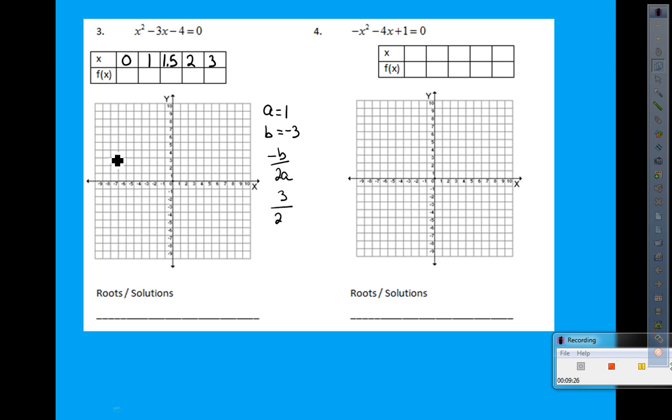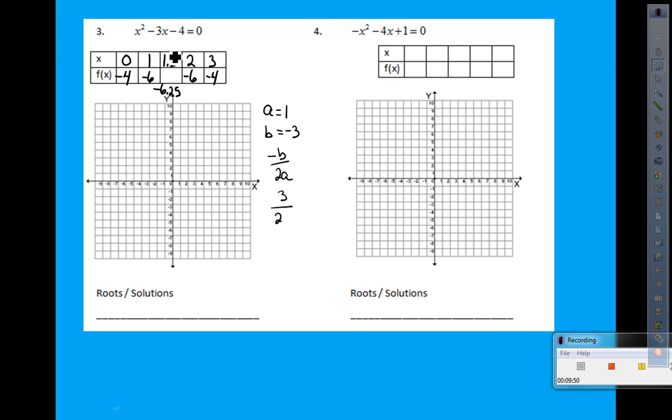So when I ran 0 through there, I got -4. When I ran 1 through there, I got -6. When I ran 1.5 through there, I got -6.25. And when I ran 2 through there, I got -6, and then -4. If you have all positives or all negatives here, we might have to do some more points.